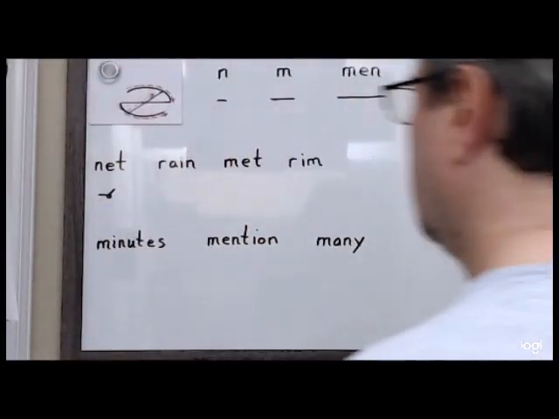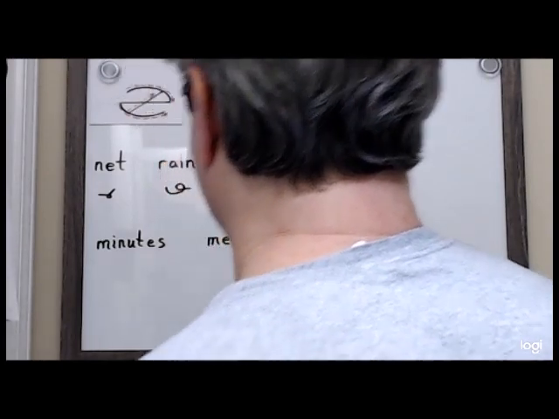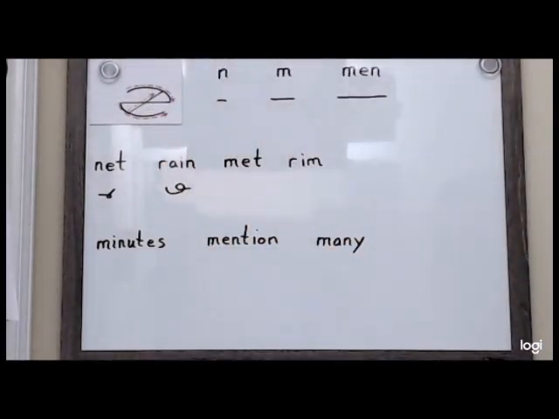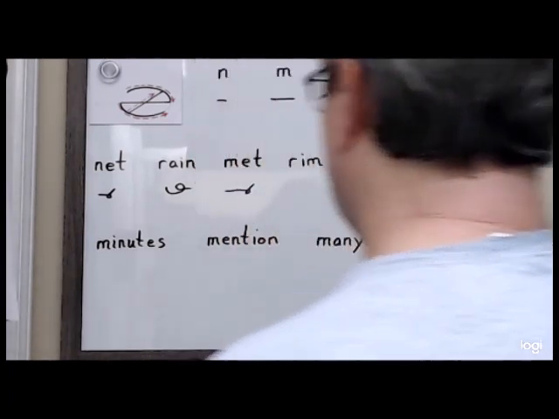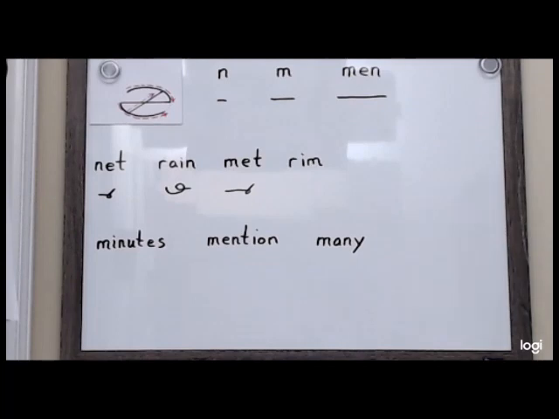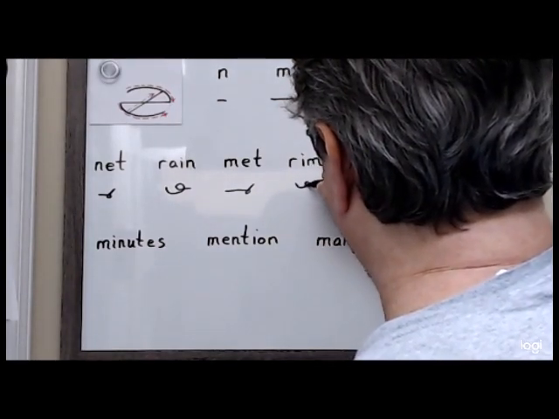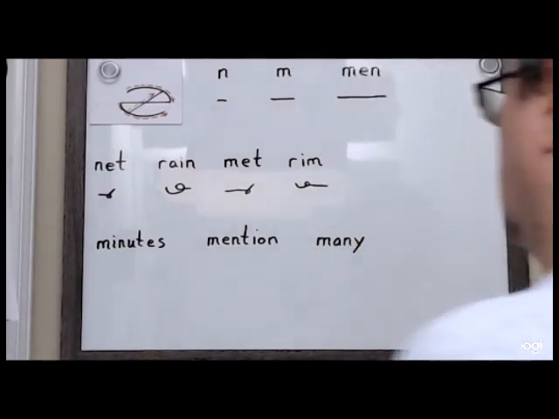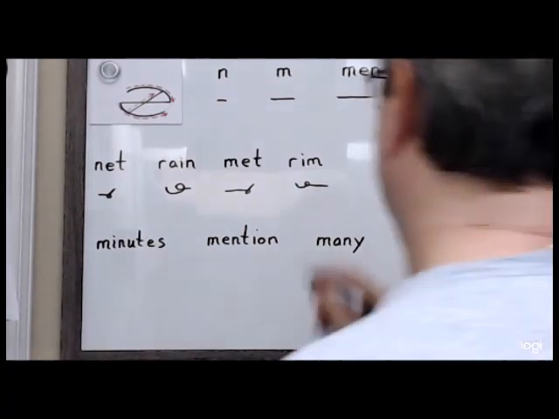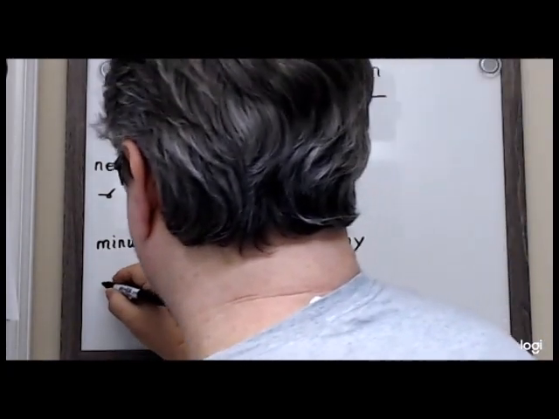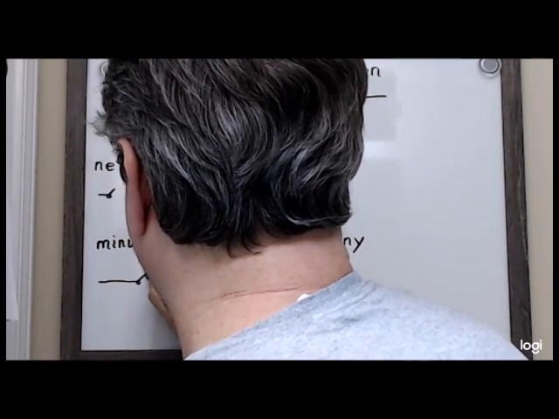The word rain is R-A-N. The word met, M-E-T. And then the word rem, which is using the E, M, R, E, M. The word minutes, we'll use the men stroke, then the E, T, S.